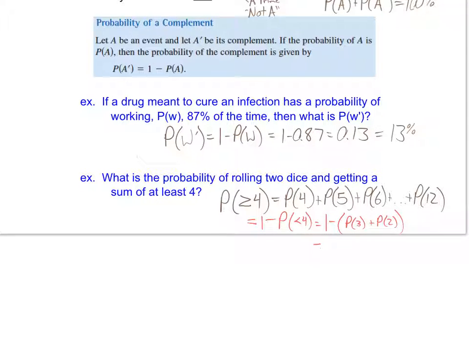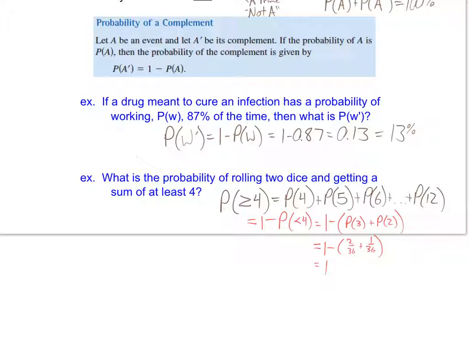And as a result, we can then say, okay, well, that's 1 minus, how many different ways can I roll a 2 with my dice? Only one way. I got to get 1 and 1, right? So that's a 1 out of 36. And how many ways can I roll a 3? 2. I can get a 1 and a 2 or a 2 and a 1, right? So that's a 2 out of 36.